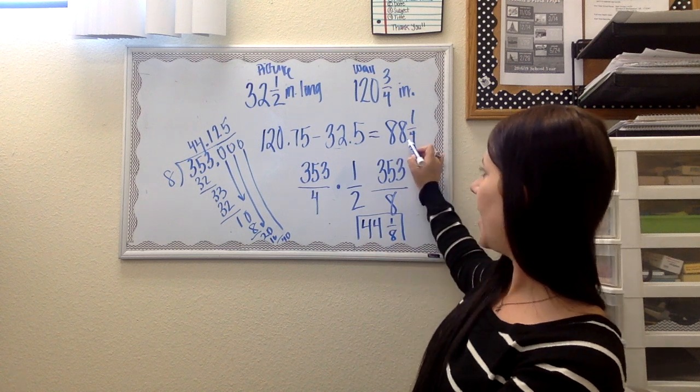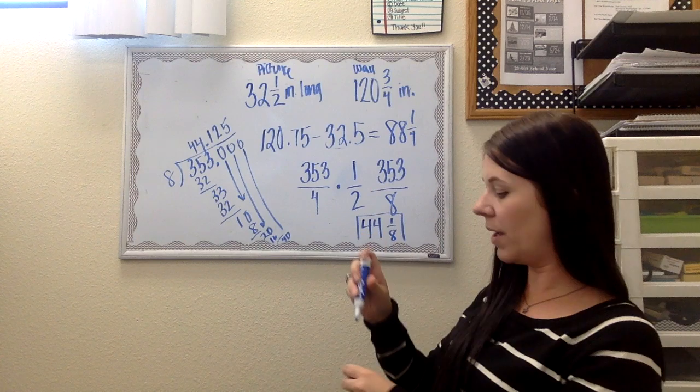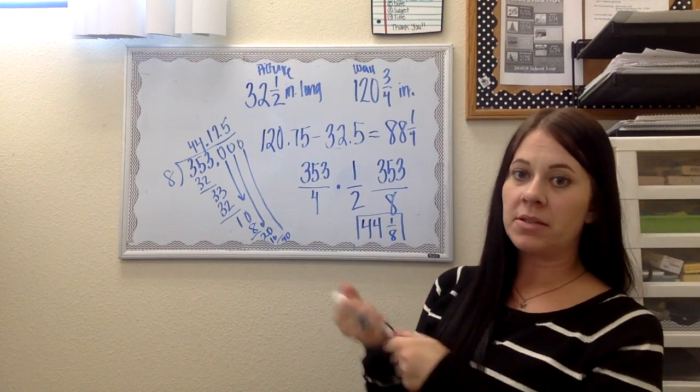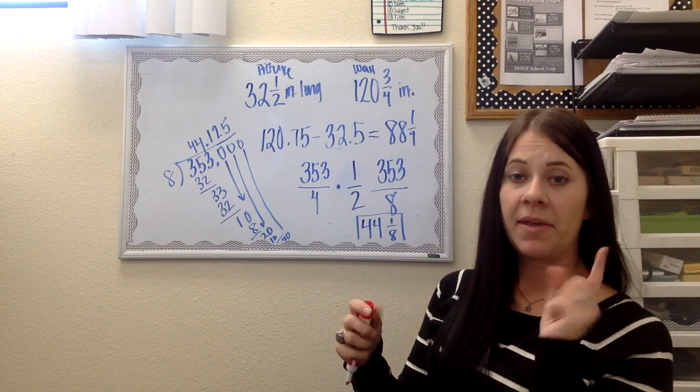Okay, some of you just took the 88, cut it in half, made it the 44, and cut the 1/4 in half and made it a 1/8. So I really just want you to see there are so many different ways to do these problems, and that's what we're shooting for, you finding the best way that works for you.